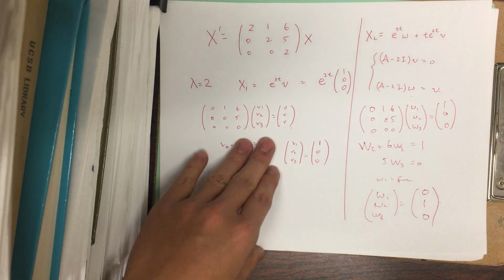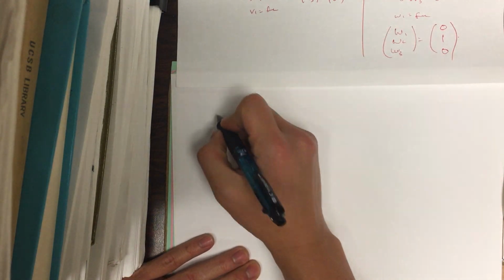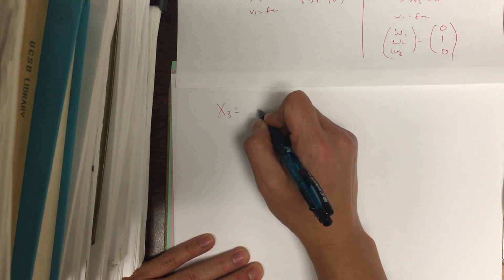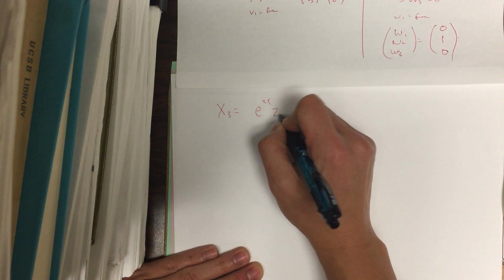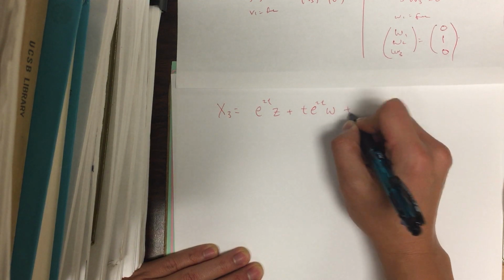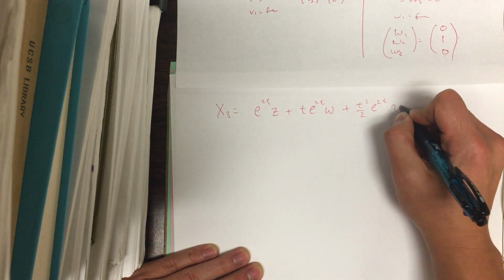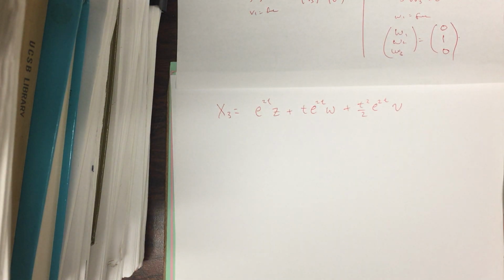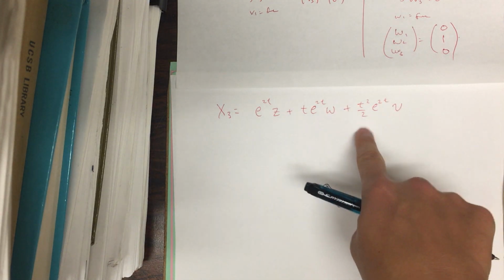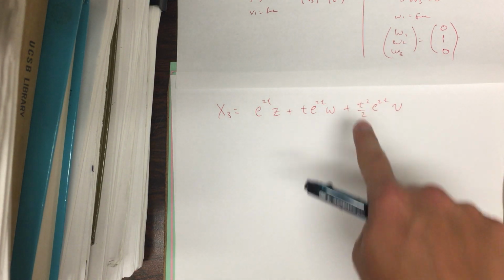And so now we need a third solution. And so you can basically play the same game and guess that it's going to be of the form e to the 2t z plus t e to the 2t w plus t squared over 2 e to the 2t v. Now you might be wondering why we divide by 2. You don't have to, but if you do the same derivation, then having this 2 comes in handy because it cancels out with a 2 that, when you take the derivative, will cancel out with here.